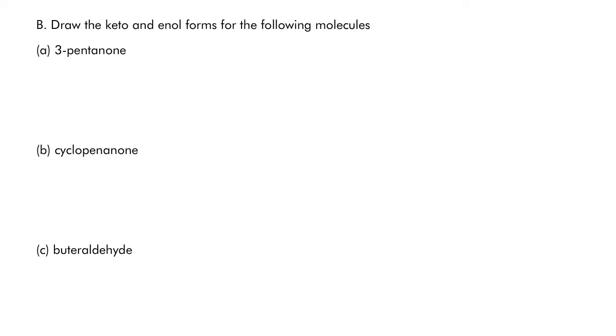So let's take a look at a few example molecules. I've written down some names of some molecules, and what I want you to do is draw the keto and the enol forms for each one. It's good practice for nomenclature, and it's also good practice for getting used to drawing enols from the carbonyl systems from which they derive. So let's start off with 3-pentanone. Draw the 3-pentanone molecule and then try to draw the enol form for it.